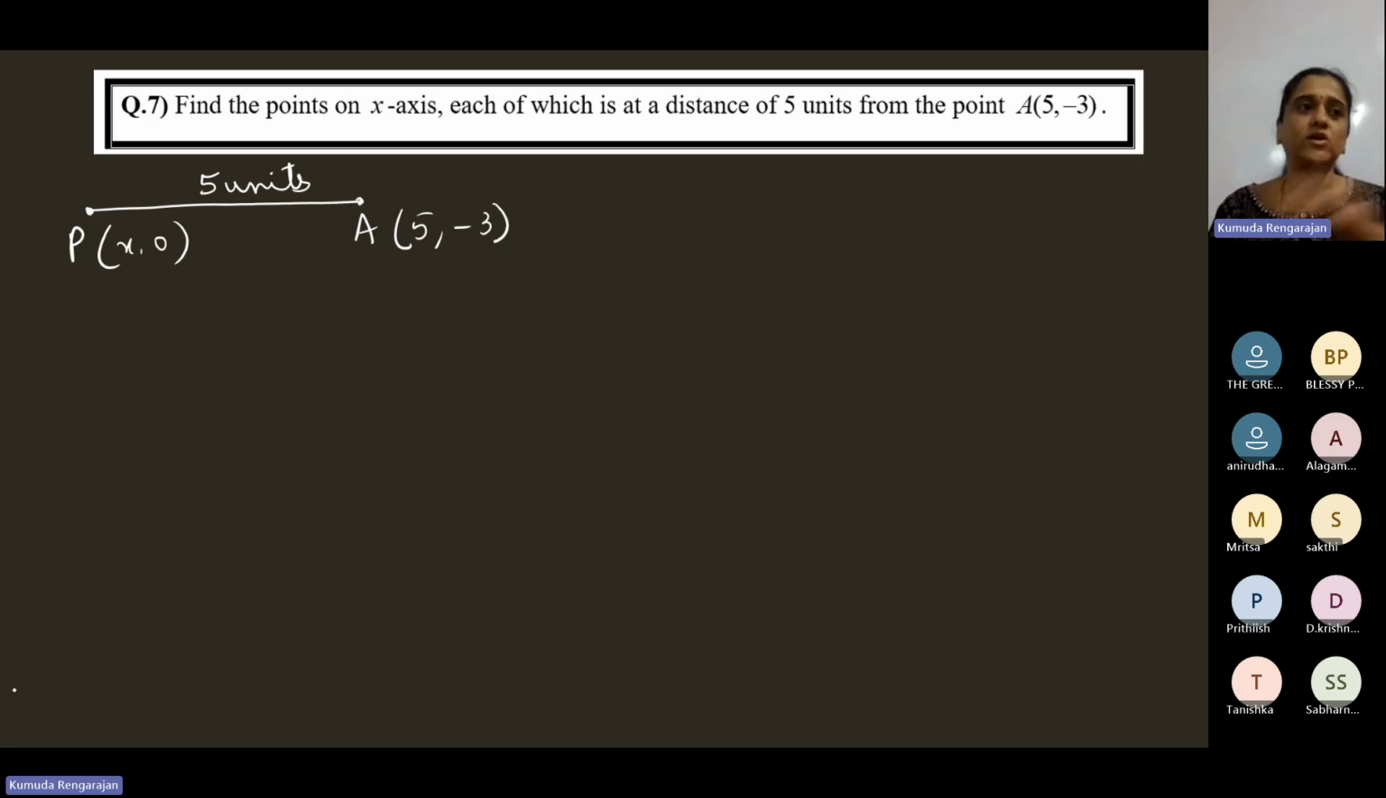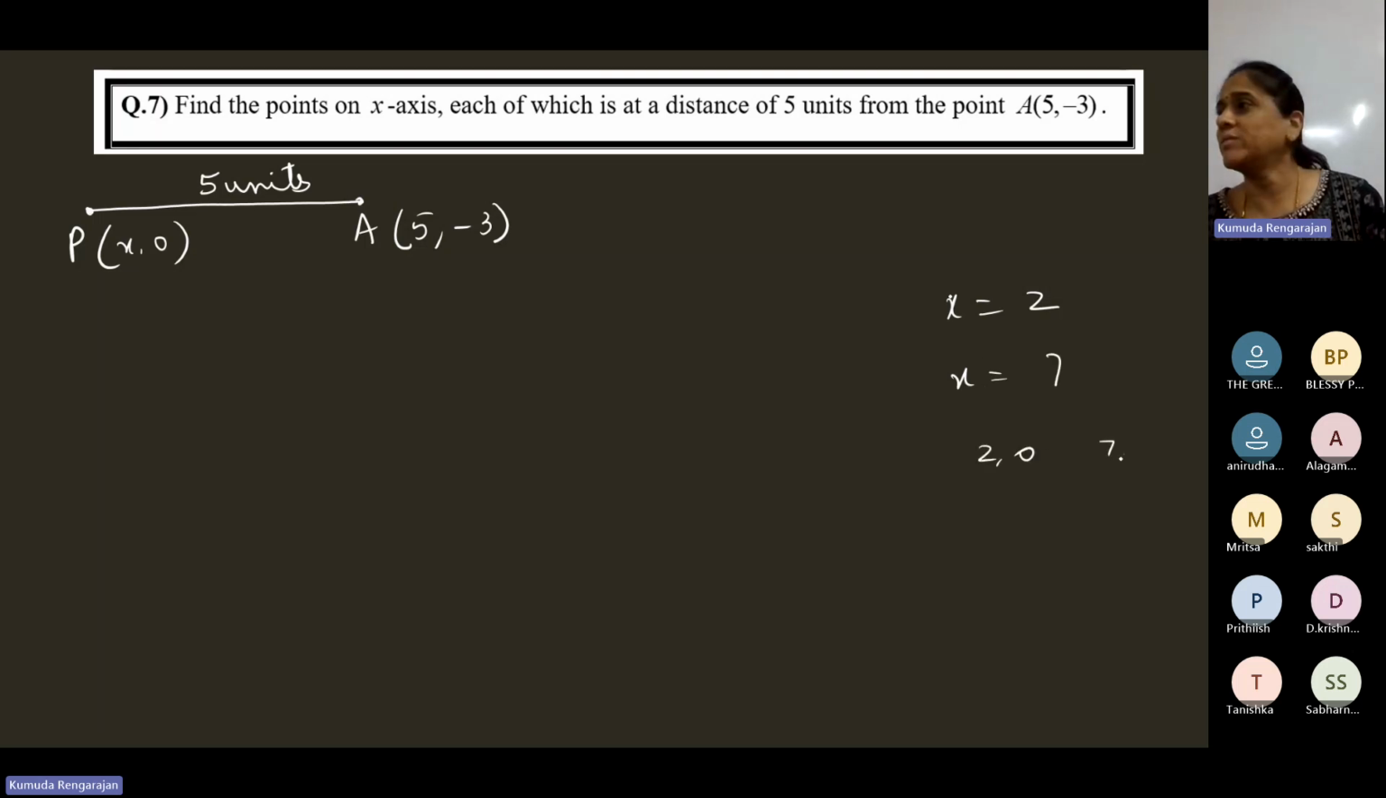And so you can find the 2 points. Like if you get x is equal to 2 and x is equal to 7, 2, 0 is 1 point, 7, 0 is the other point. Because they lie on the x-axis, so it will be x, 0. You'll get 2 values for x. You can even get a negative value, like on the negative side of the x-axis. So then minus 2, 0 and 7, 0 are the 2 points. So take a figure like this.